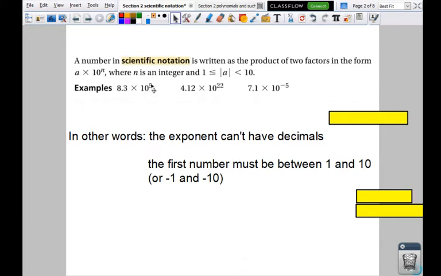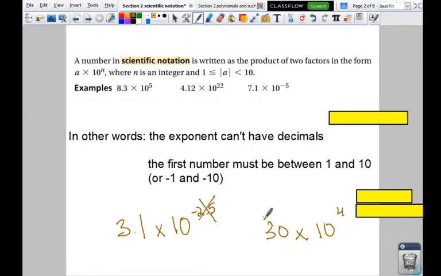And then your exponent can't have decimals. It could be negative, like right here, 7.1 times 10 to the -5. That's fine, as long as there's no decimal. So for example, if we had 3.1 times 10 to the -2.5, that doesn't work. That's not scientific notation. Or if I had, say, 30 times 10 to the 4, that also doesn't work because this number is not between 1 and 10. So, can't have any decimals right here, and this has to be between 1 and 10. That's what it takes for scientific notation.